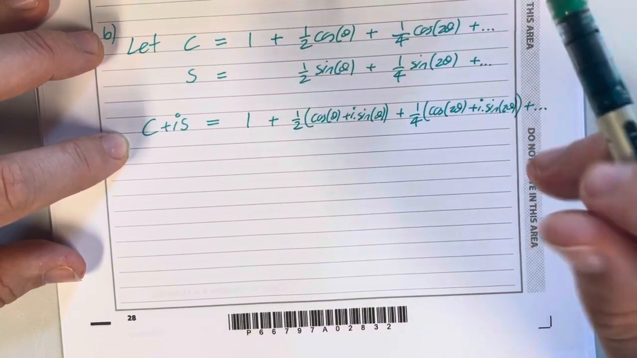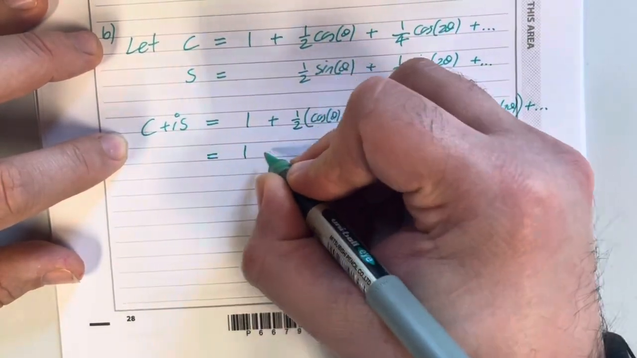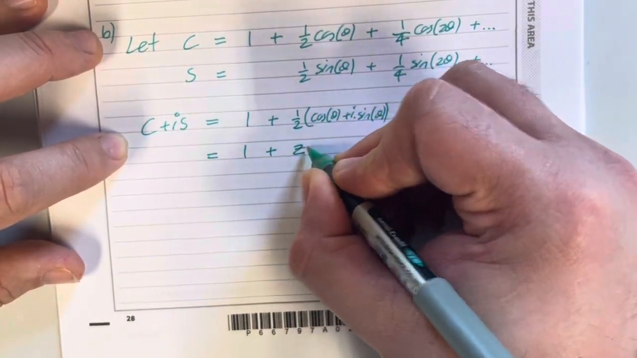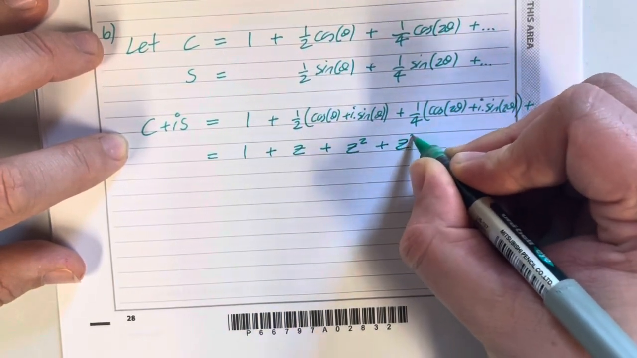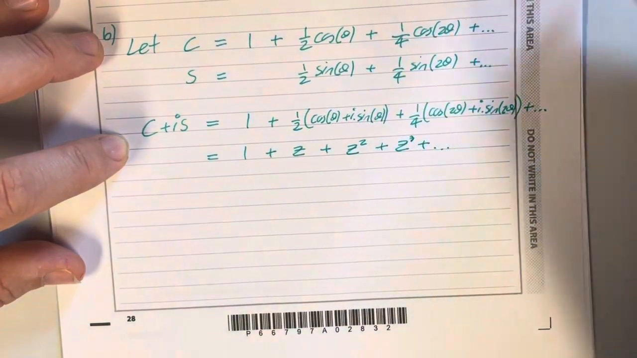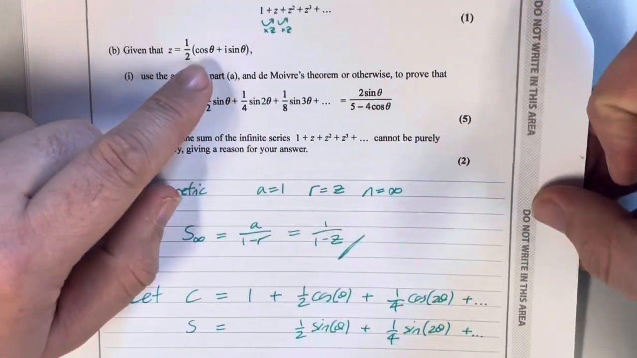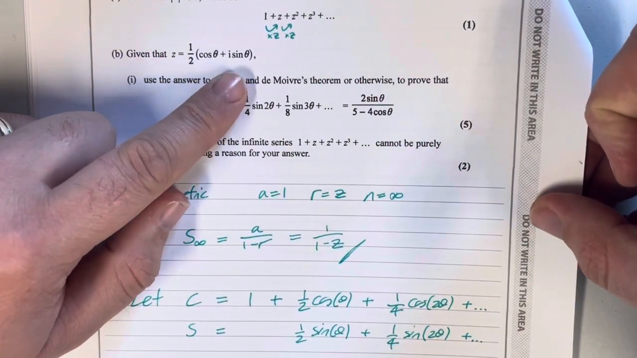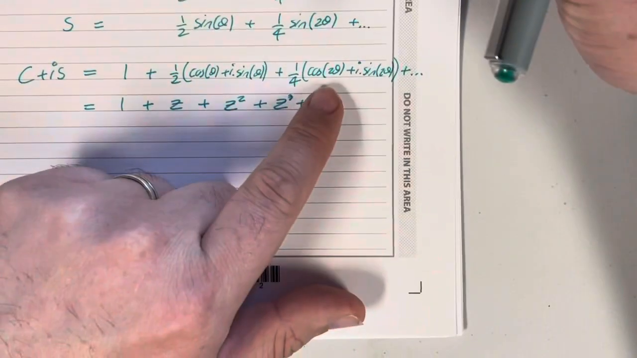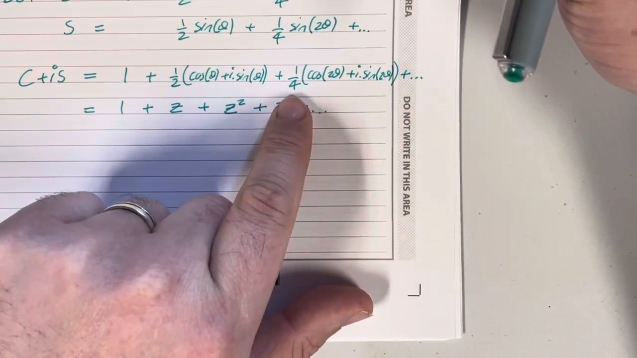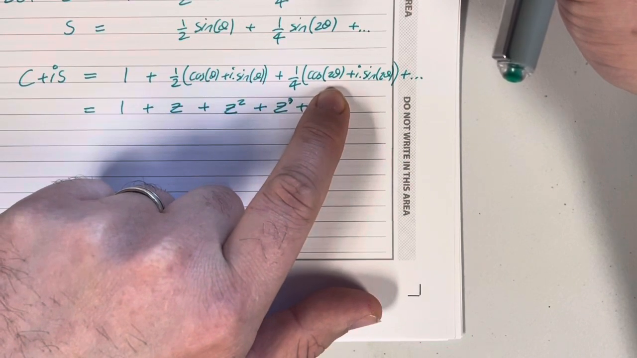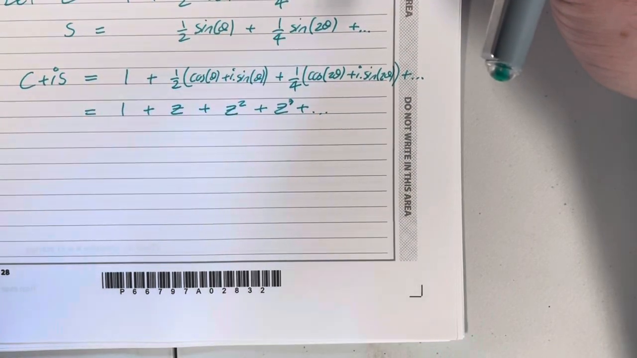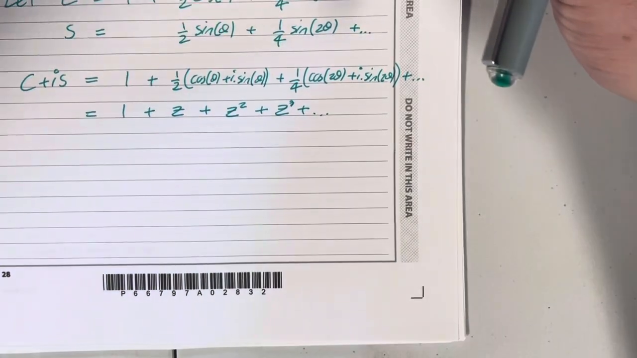Which is exactly what we've got at the top. It is 1 plus z plus z squared plus z cubed plus dot dot dot, and so on. Because we're told z is a half cos of theta plus i sine of theta, using De Moivre's theorem, that's z squared. The half squared is a quarter, cos of theta plus i sine of theta squared is cos of 2 theta plus i sine of 2 theta, which is application of De Moivre's.